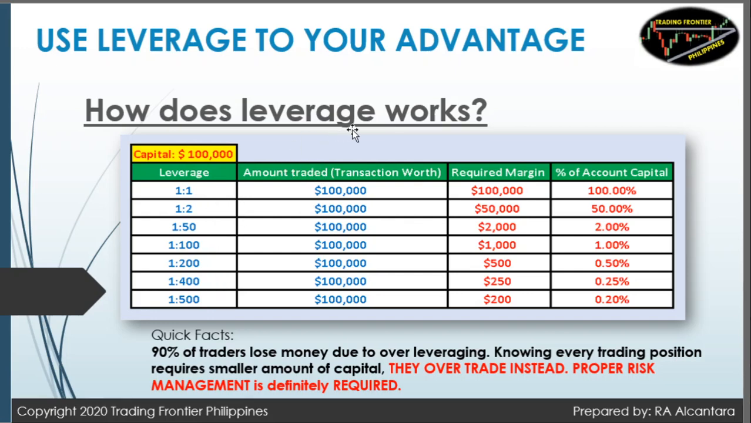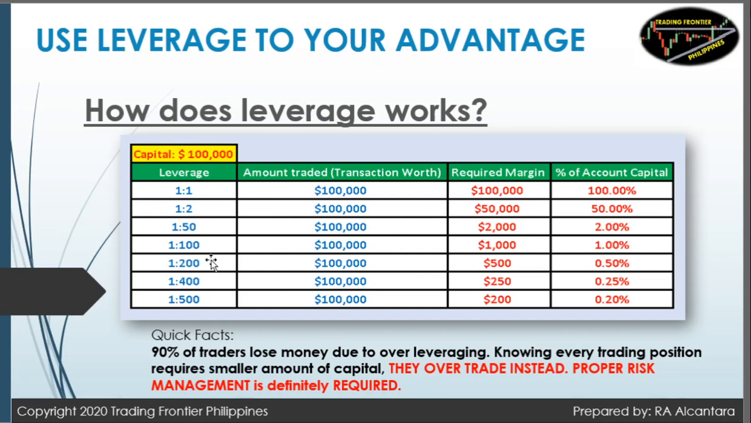There is also a required margin to be frozen by the broker. So if, for example, you want to have a position of $100,000 worth of transaction value, and you're going to use 1 is to 1, definitely the margin required, or the money to be used from your overall capital, is as well $100,000. That is exactly 100% of your account. So we normally don't use 1 is to 1 leverage in forex trading.